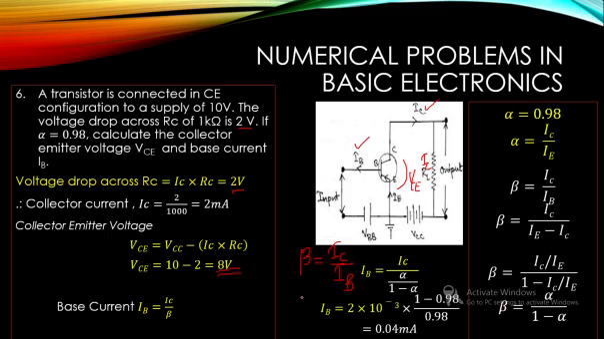So let us directly substitute beta as alpha divided by 1 minus alpha. So it becomes 1 minus 0.98 in the denominator, divided into 0.98 in the numerator. So it becomes 0.04 milliampere. So these are the kind of questions you can expect from basic electronics.